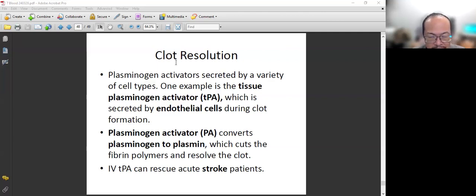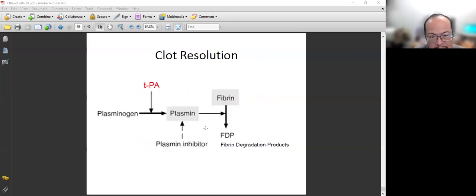And to resolve this clot, we need something to cut this fibrin network. The thing to cut it is called plasmin. So here is plasmin. Plasmin will cut the fibrin network. And when we cut it, you produce the fibrin degradation products, FDP. So you cut it, so it will get dissolved. So you don't have that clot, that coagulation, anymore.